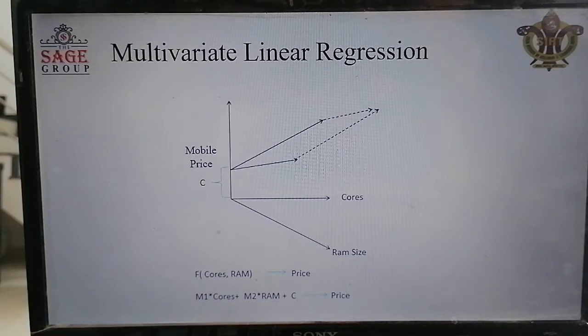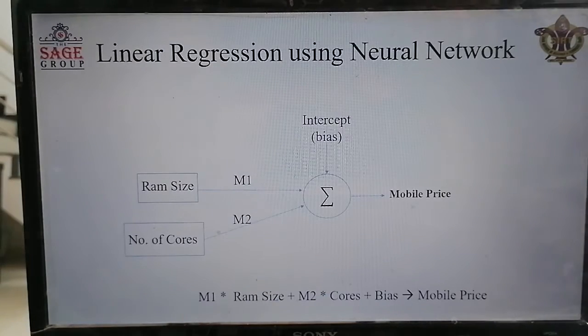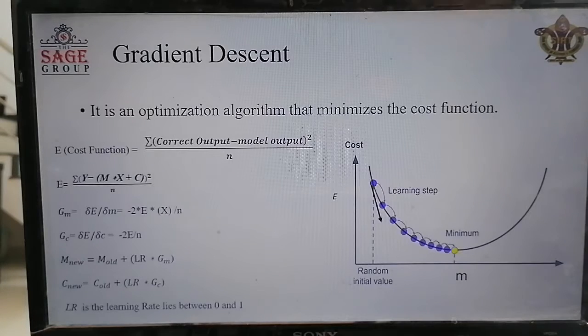Okay, so to find out the correct values of model parameters, we use the gradient descent optimization technique. The task of the optimization technique is to find the optimized values of model parameters at which the cost function is minimized. So gradient descent finds the correct optimized values of model parameters at which the cost function is the minimum.